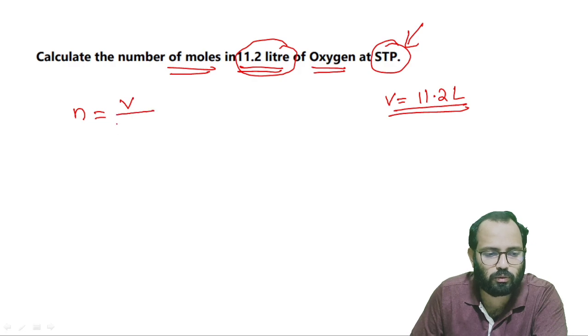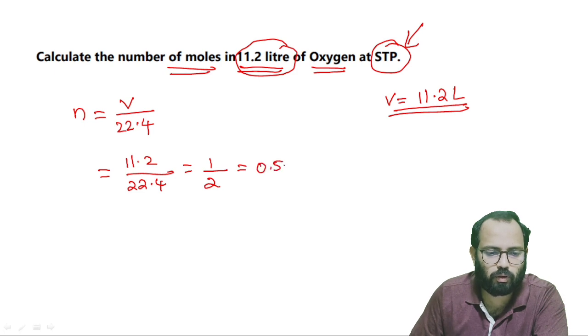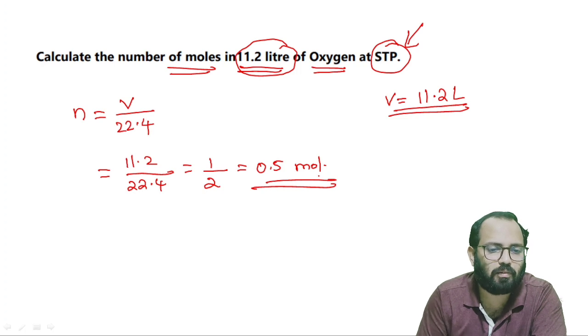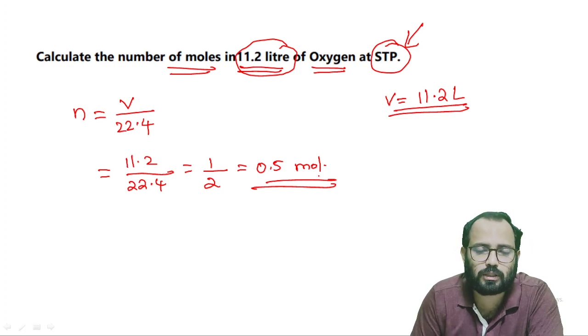So number of moles is equal to V by 22.4. V is 11.2, divided by 22.4. This is nothing but 1 by 2. So you will be getting 0.5 moles. So this is the number of moles in 11.2 liters of oxygen at STP. You got clarity, right? Yes, 0.5 moles.